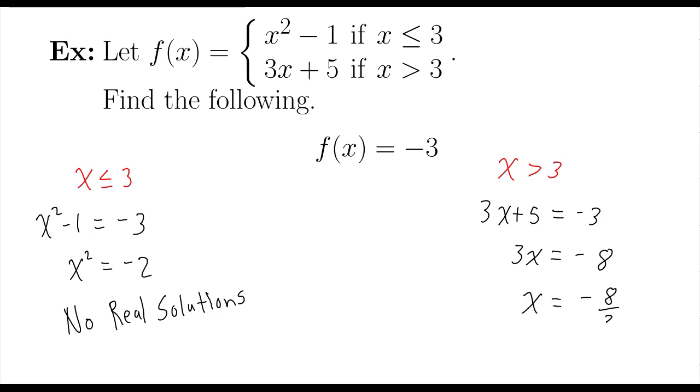-8/3, which if I'm trying to decide if that's bigger than 3 or smaller than 3, well, it's kind of obvious that it's smaller than 3 because it's negative, right? But if you want to have an intermediate decimal value to help you decide, there you go, -2.67. Obviously -8/3 is not greater than 3, so it cannot be included in my solutions. So it turns out this one here has no solution, at least no real solutions.